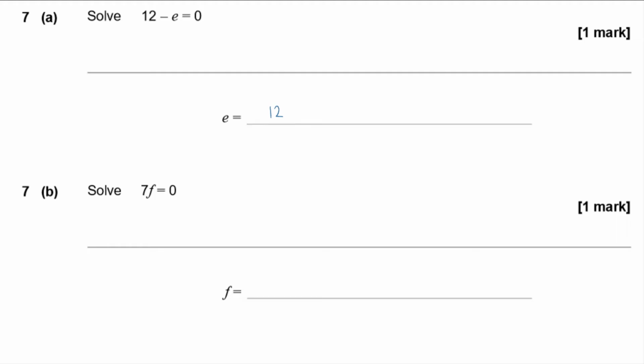Solve 7f equals 0. If I take 7 and I times it by f and I get 0, then f must have been equal to 0 to start with, isn't it? Because something times 0 is always 0. And the only way you're going to get 0 out of multiplying two things together is if one of them was 0 to start with. Yep, so f is 0.